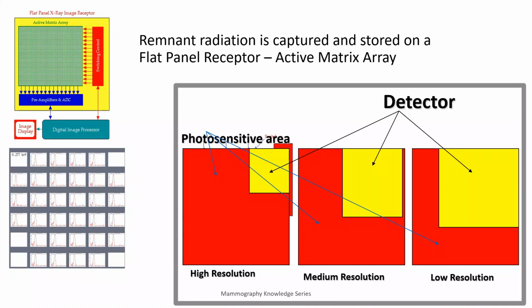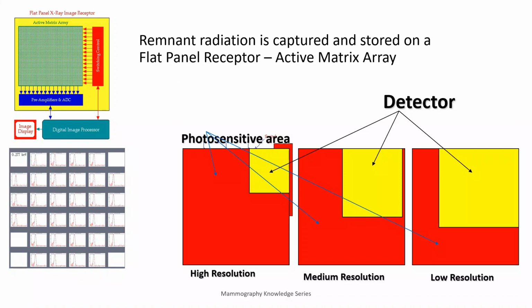The cost of the detector is often represented by the size of the detector electronics. Obviously, the smaller the size of the detector electronics, the higher resolution you can get because you can put more detectors on the active matrix array. This means higher resolution, but at a greater cost.